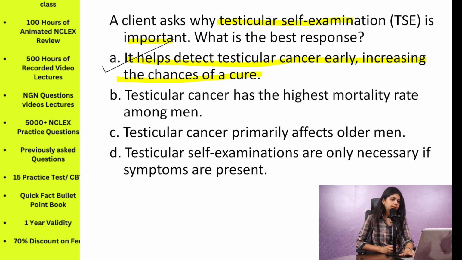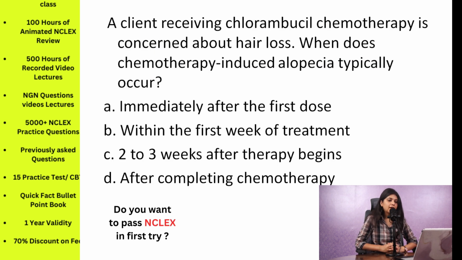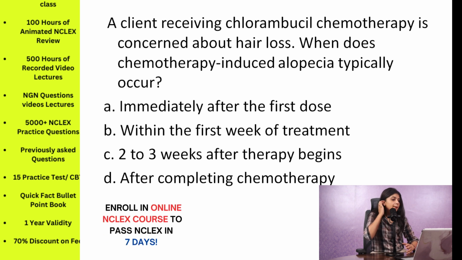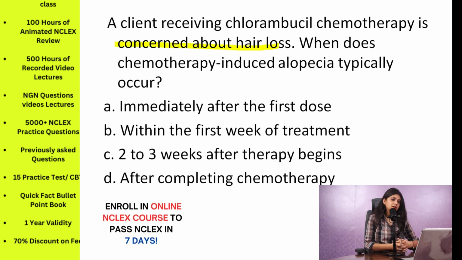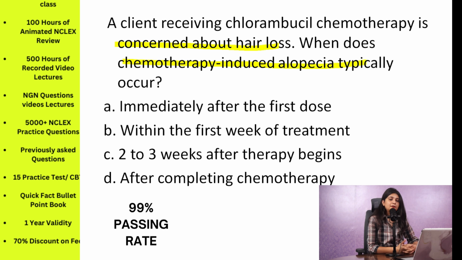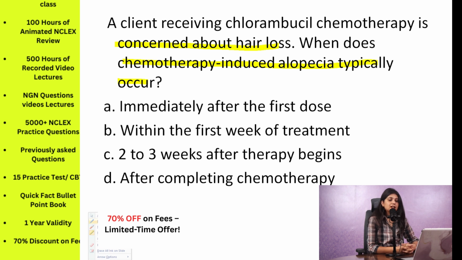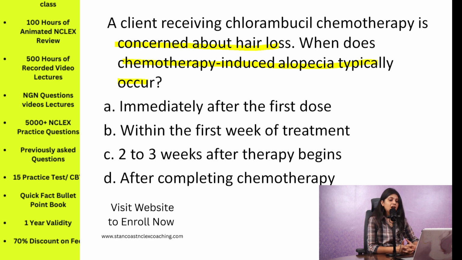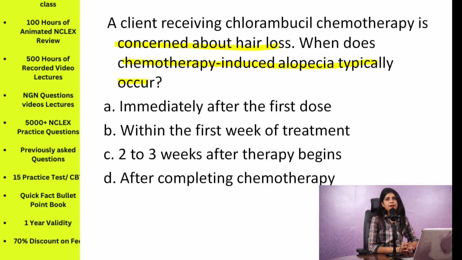Let's tackle another question. A client receiving chlorambucil chemotherapy is concerned about hair loss. When does chemotherapy-induced alopecia typically occur? A. Immediately after the first dose. B. Within the first week of treatment. C. 2 to 3 weeks after therapy begins. D. After completing chemotherapy. Answer: C.